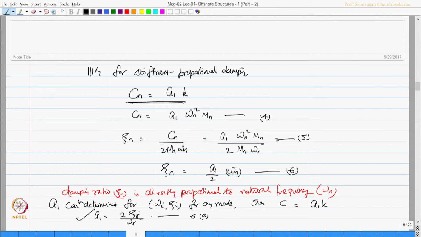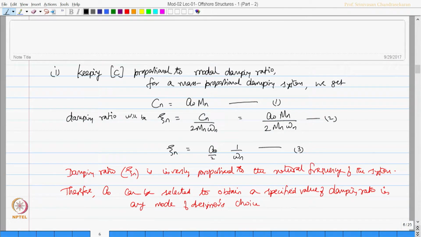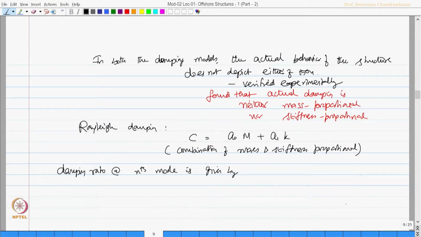The damping ratio for stiffness proportional is equation 6, and the damping ratio for mass proportional is equation 3. Therefore, the damping ratio for a combination of these could be simply the addition of the two, that is A0 by 2 times 1 by omega n, because for mass proportional damping the ratio is inversely proportional to omega, plus A1 by 2 omega n, because for stiffness proportional damping the ratio is directly proportional to omega n. I call this equation number 8. Of course, this is my equation number 7 given by Rayleigh.